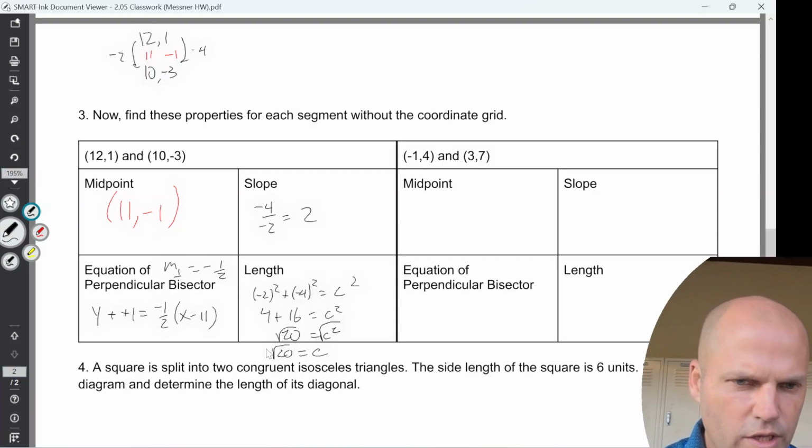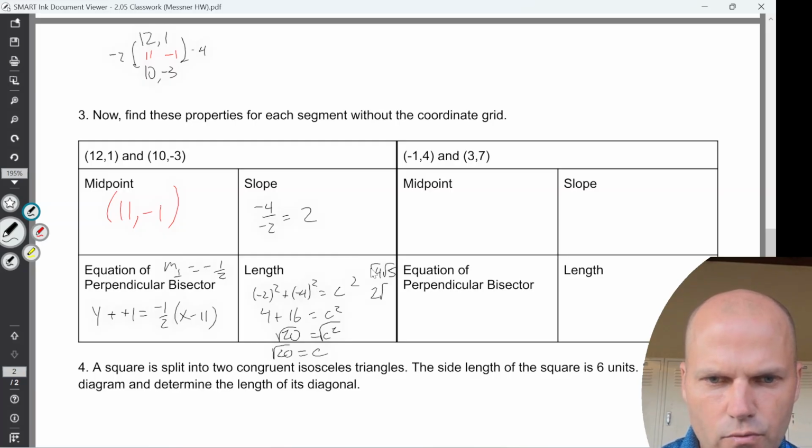We have simplified root 20 before. It's root 4 times root 5. Root 4 times root 5 is 2 root 5. So that is my length, 2 root 5.